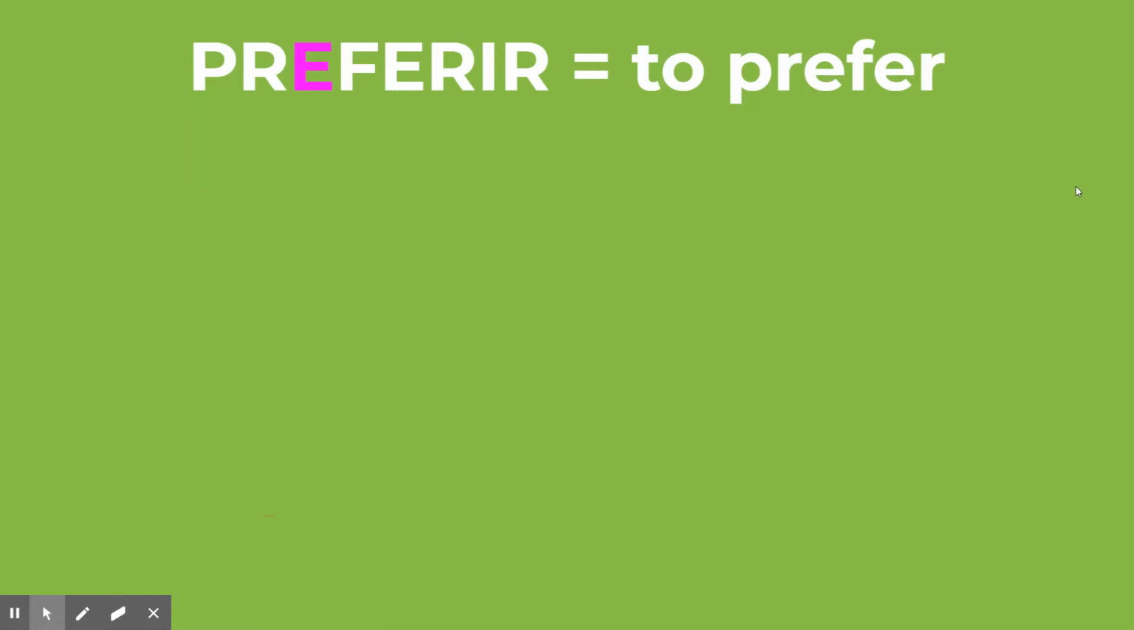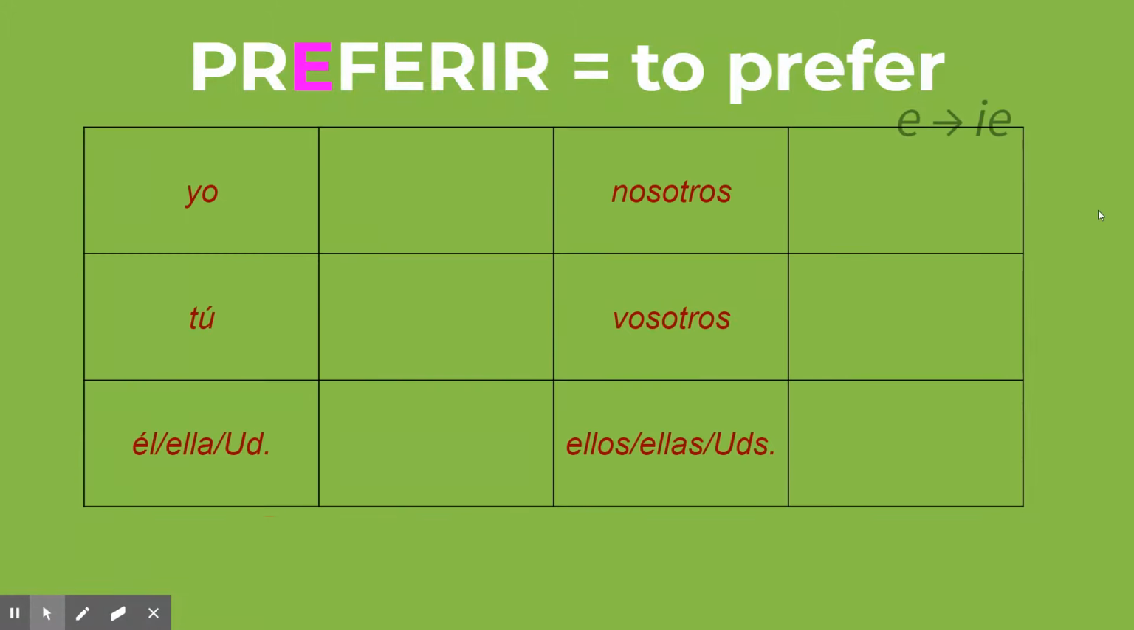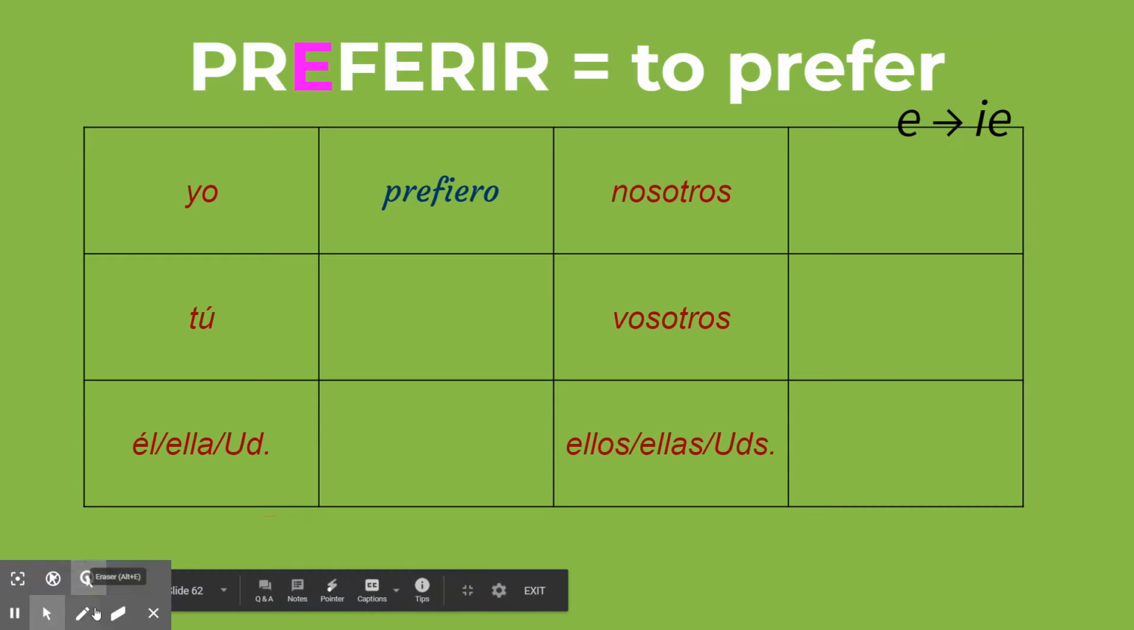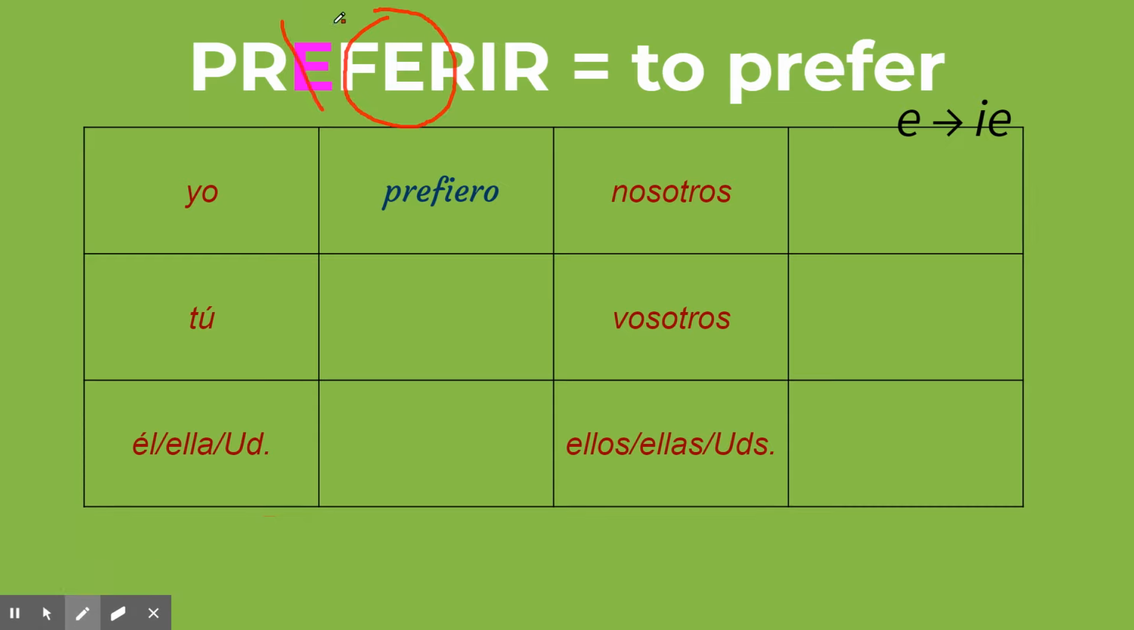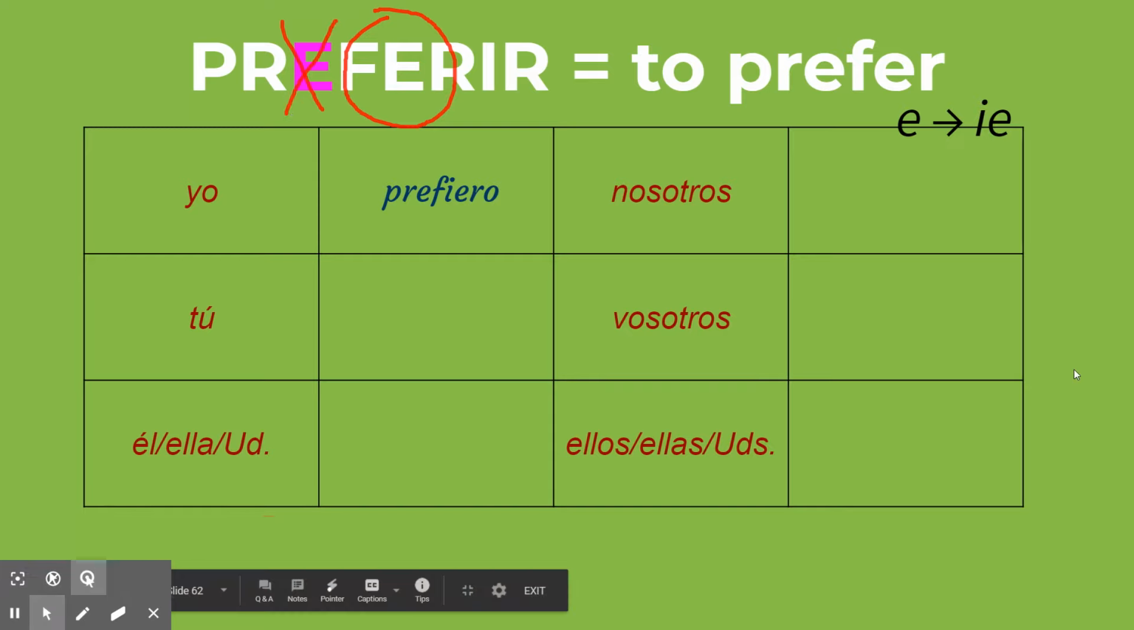Preferir means to prefer. So in an earlier conversation, I mentioned to the dependiente that I prefer a skirt and a shirt. This first E is the one that is going to change. Becomes IE. Prefiero. Sorry, it's the second E. I should fix that. The second E is the one that changes, not the first E.